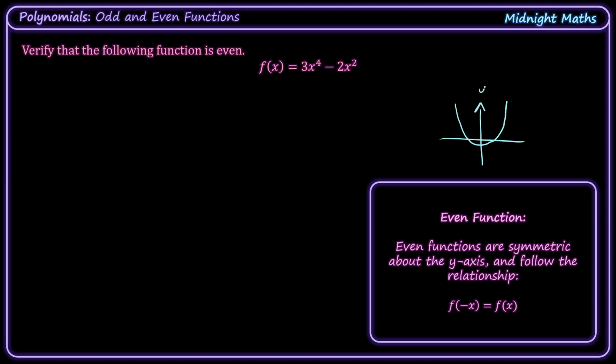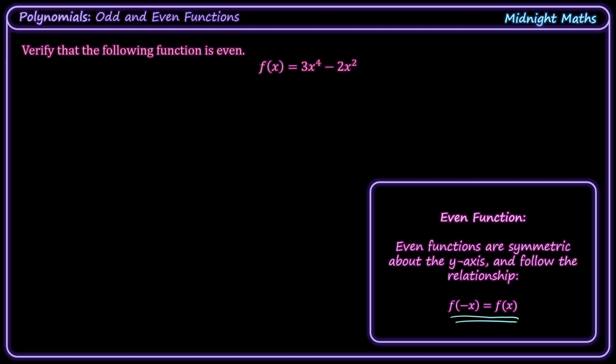So if this is the y-axis and you imagine drawing a bit of a reflection line, and if you reflected it across, it should be perfectly symmetric. So a parabola, when it's centered, is an example of an even function. A way that you can verify if a function is even is by checking whether it obeys this relationship that defines an even function.